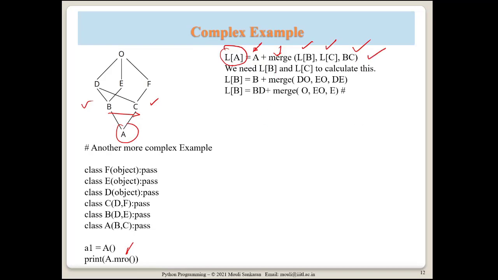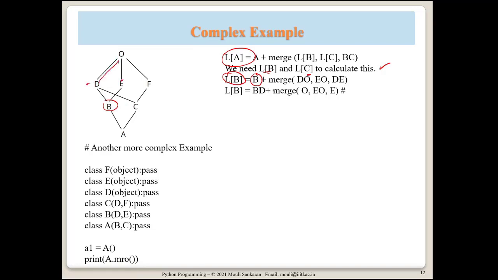Now we need to construct LB. LB we need to construct considering these lists, and similarly LC we need to construct considering these. Then we can merge them later on. So we need to go up now. We need to compute LB and LC to calculate LA. Now how do we do LB? We have to have B first, then merge. B is from this and this in the same order.